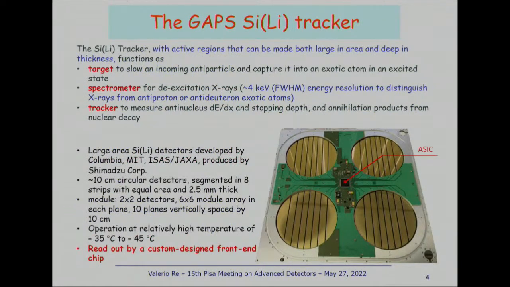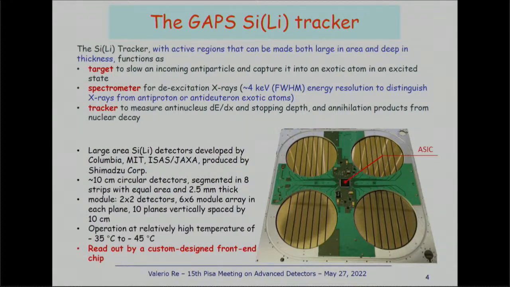So this tracker has these three functions, as I already discussed. It is a target to slow incoming antiparticles and capture them into exotic atoms. Then it is a spectrometer to measure the energy of characteristic X-rays with a resolution that has to be around 4 keV full width at half maximum. And then it is called a tracker because it has to determine the tracks of the annihilation products from the nuclear decay.